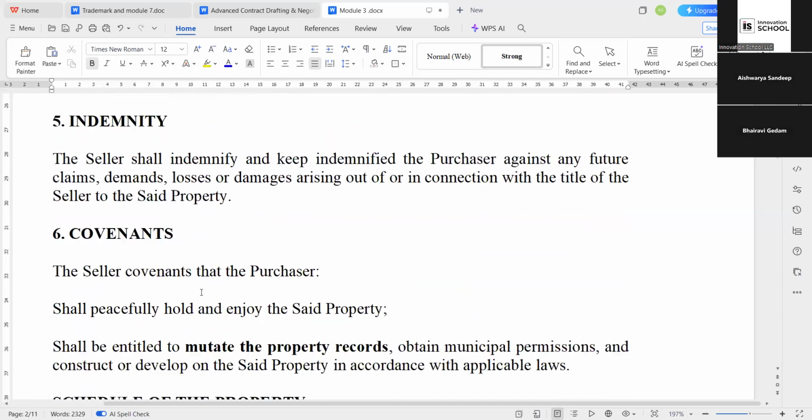Then comes the indemnity. So indemnity states that the seller shall indemnify and keep indemnified the purchaser against any future claim. That is, as I said, sometimes it happens that there is a partition deed that is still going on. There are two brothers who have a fight. They are waiting for the property to be divided, but still one of them decides to go ahead and sell the property. Now the person who sells this property, he doesn't have the authority to do it.